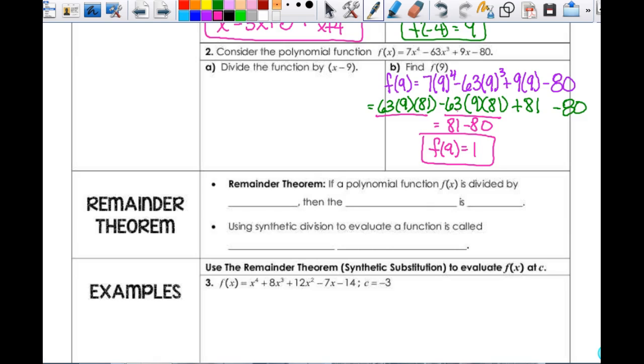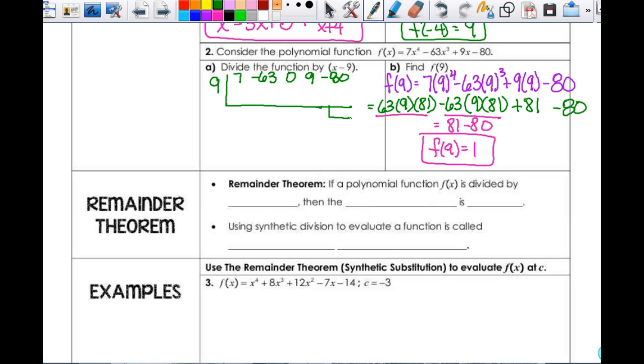All right, so now let's do this over here. We're going to actually divide, which means I have a 9 that goes on the outside, and then I end up with 7, and then negative 63, and then what? 0, and then 9, and then negative 80. Do not forget your placeholders.